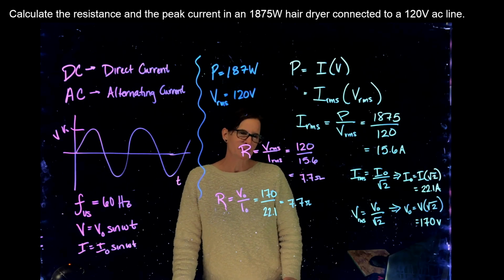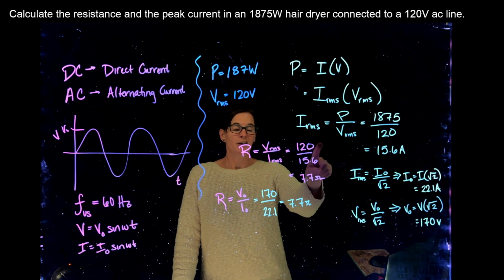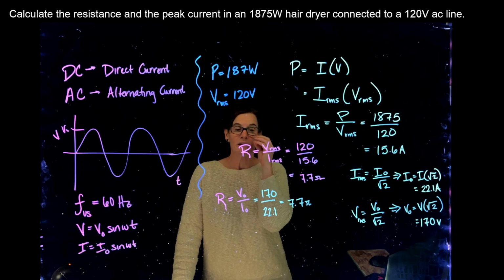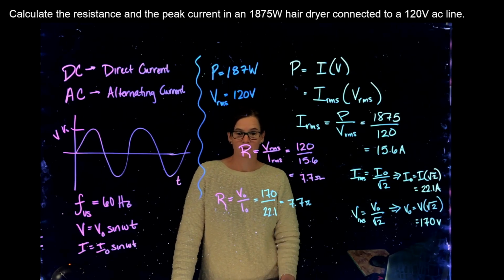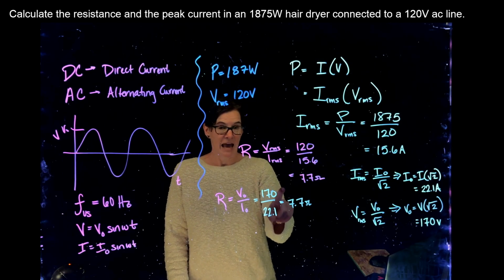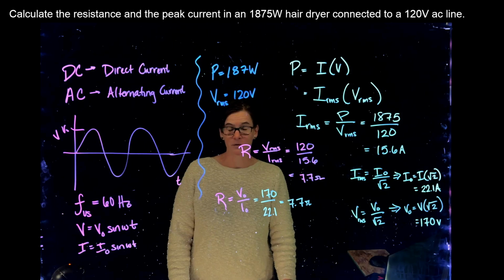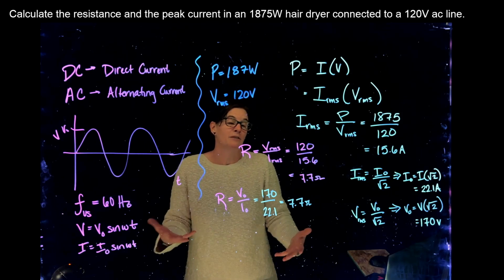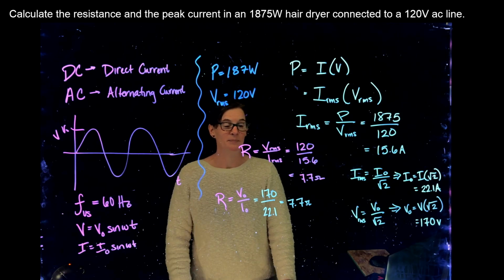What else do we notice about this? Well, the 120 volts out of our household outlet is the RMS value of that 120 volts. The actual peak is 170 volts. It's even a little bit higher. So understanding the rating of your devices is going to be pretty important.